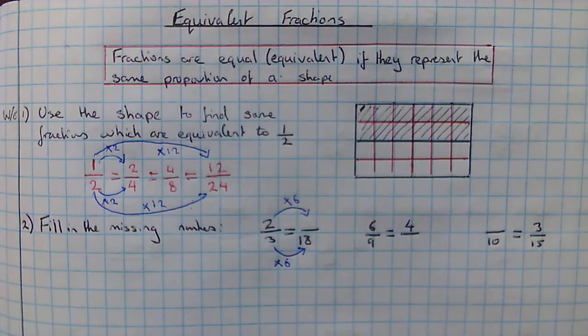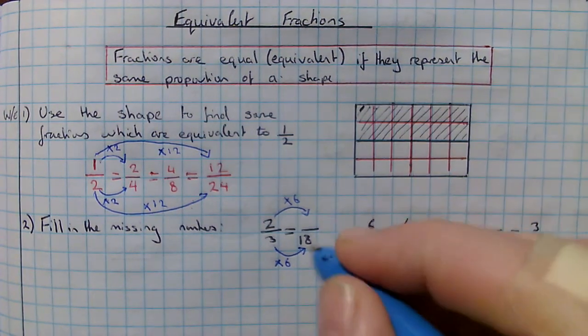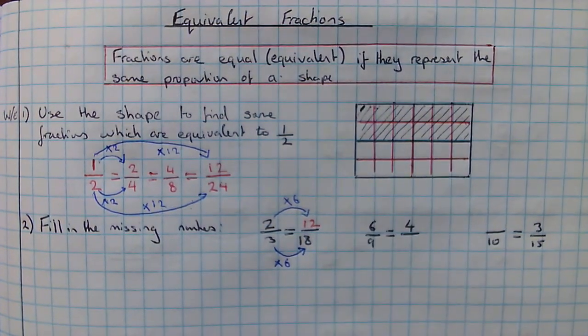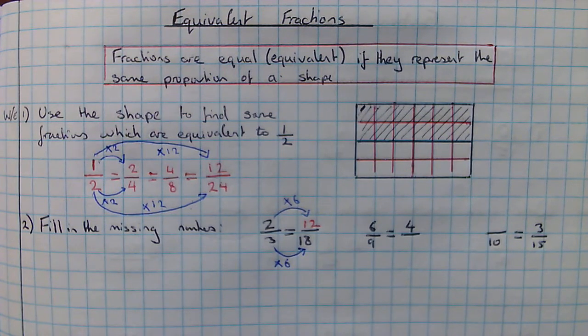2 times 6 gives me an answer there of 12. So 2 thirds is the same as 12 out of 18. The next one is slightly more complicated. Well, let's have a look at why.